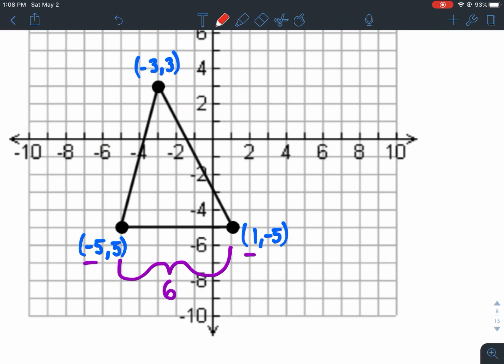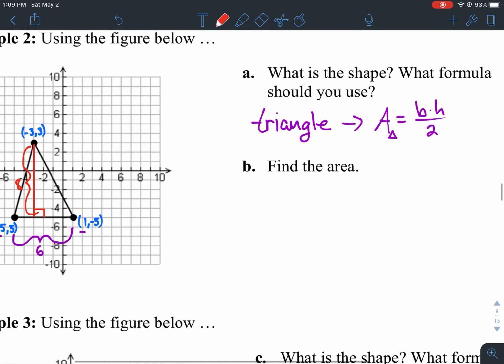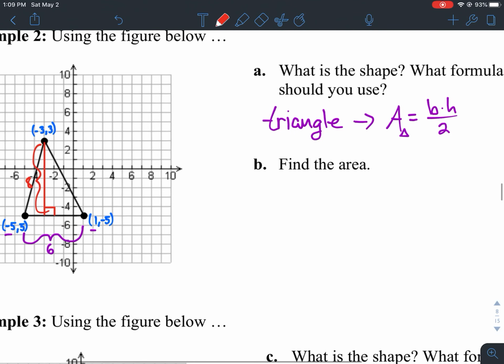Now for the height, again, the height is perpendicular to the base, so if we wanted to find the height, we need to find the line that is perpendicular to the base, which is that line right there. It forms a 90-degree angle to the base. So again, we want to find the length of that. So that's a total of 1, 2, 3, 4, 5, 6, 7, 8 units. 8 units. So that is our height.